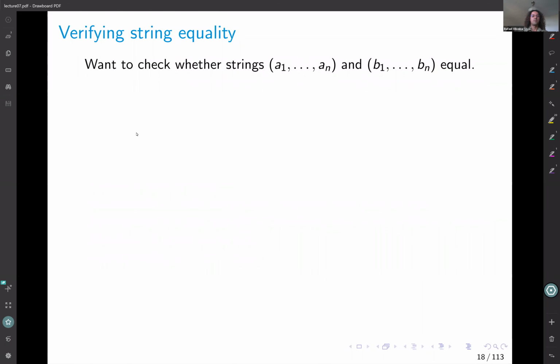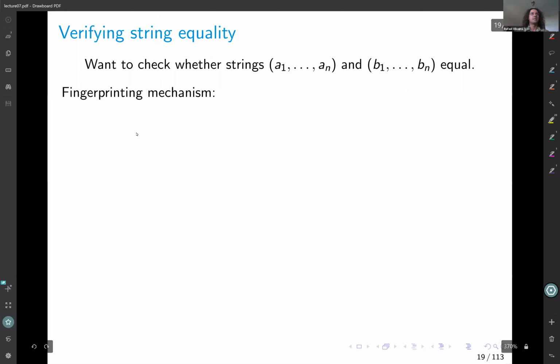Verifying the database is equivalent to verifying if the two strings are equal, right? Because I need to compare A1 with B1, A2 with B2, A3 with B3, and so on. So how do we check that these strings are equal? Remember, each Ai and Bi are bits. So what are we going to do?